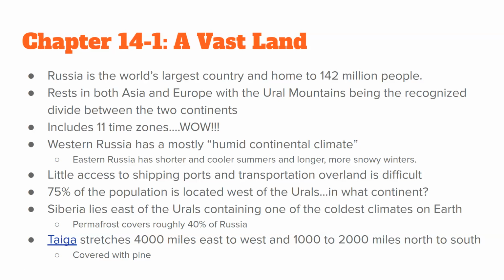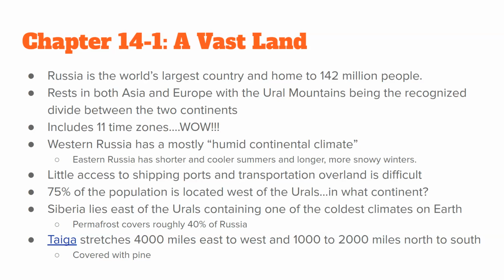As much as 75% of the population is located west of the Ural Mountains. When we think about what continent that is, that would be Europe, so a lot of the population lives on the European part of Russia. Siberia lies in the east, as well as the Urals. They contain some of the coldest temperatures on Earth, and the permafrost underneath that soil makes up, in some cases, about 40% of Russia.